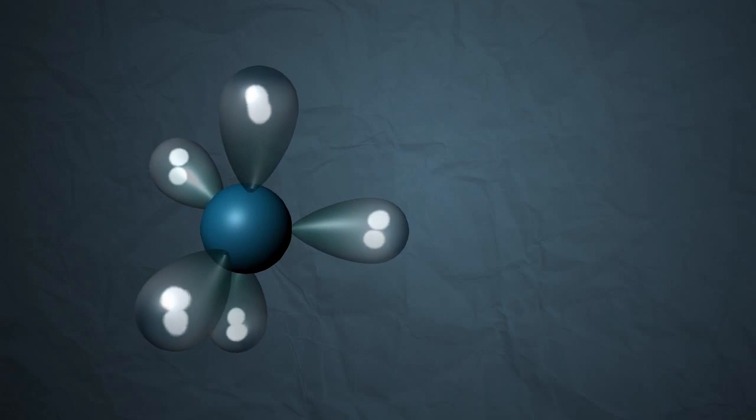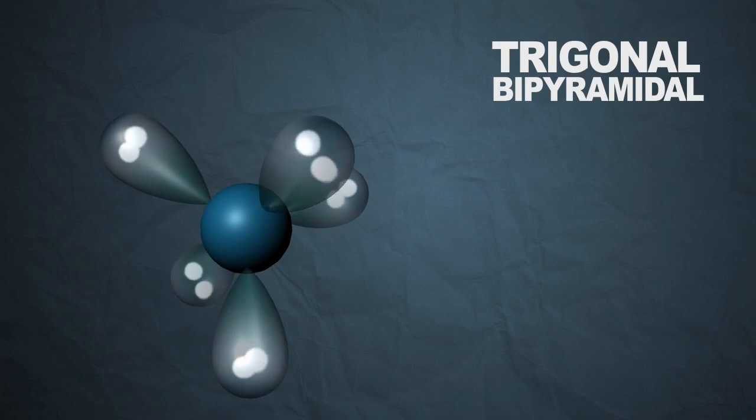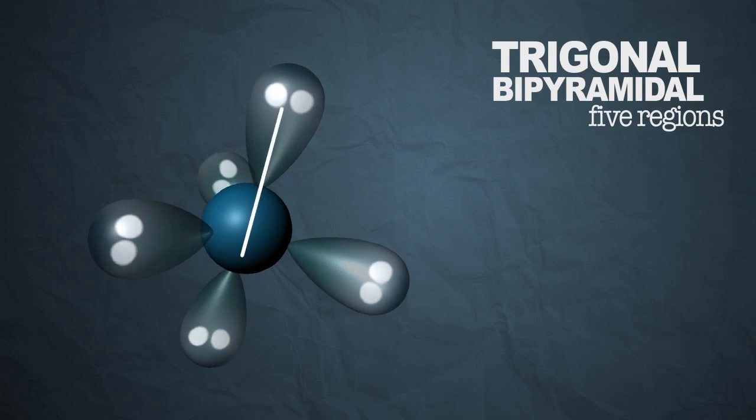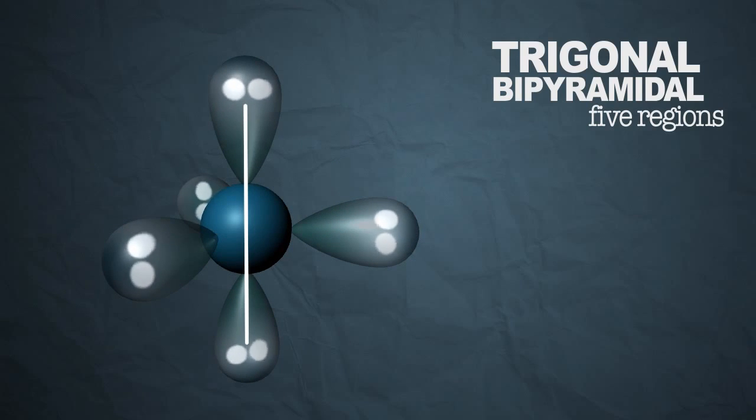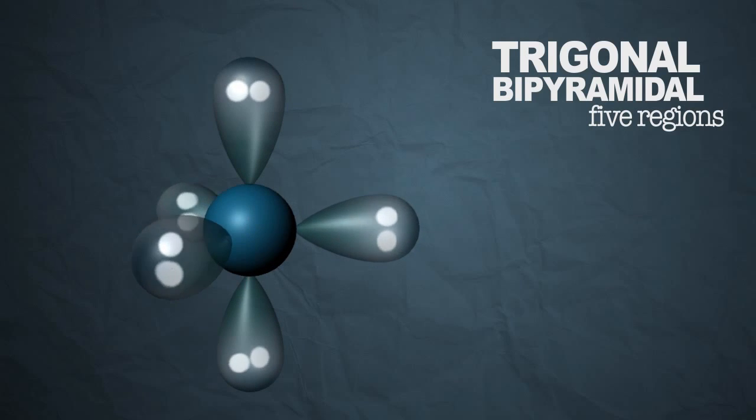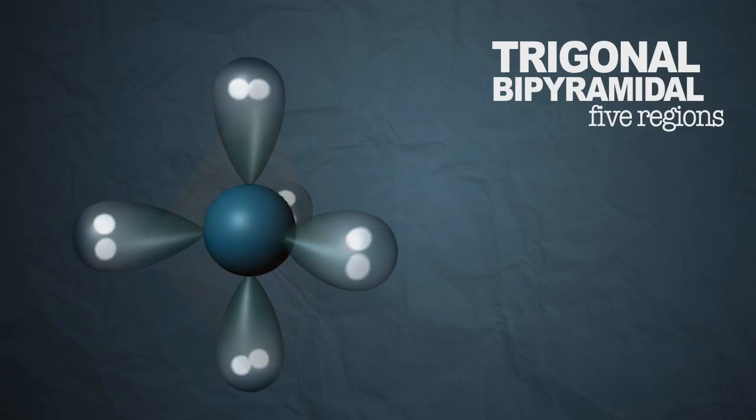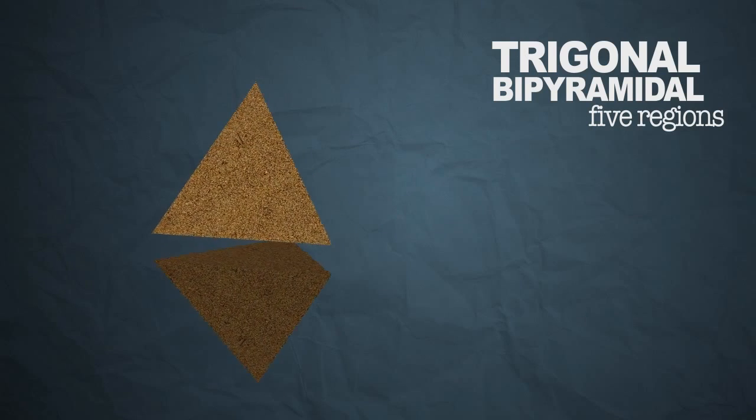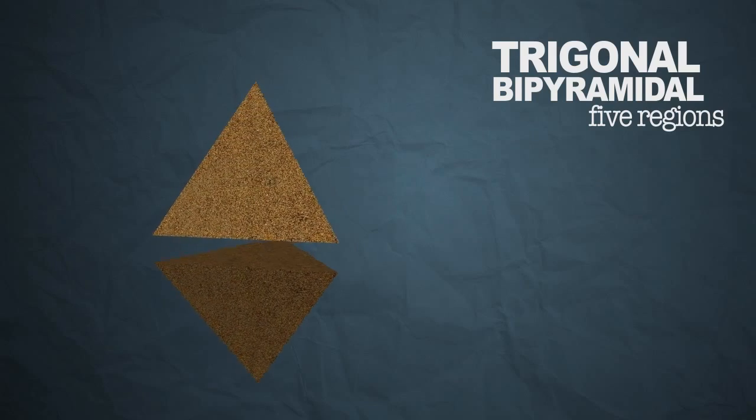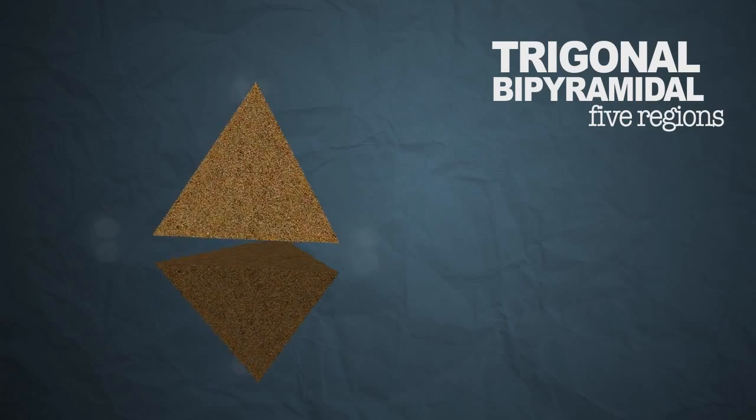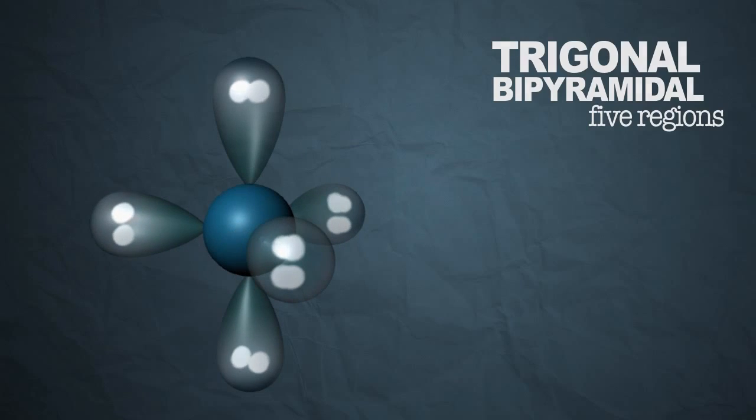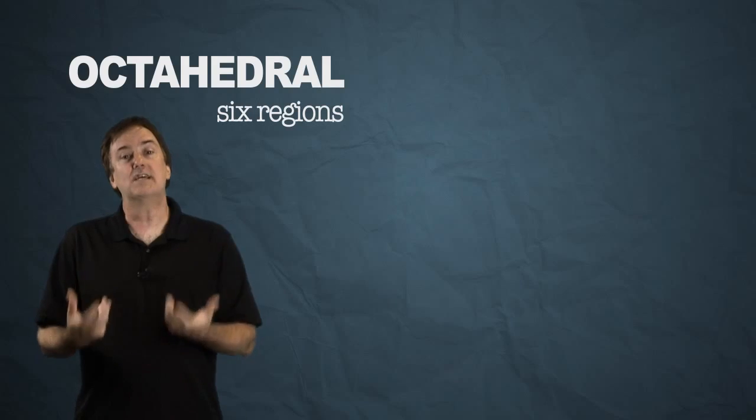The 5 regions is a little bit complicated, but it's really just a combination of 2 and 3. You're going to have 2 atoms linear, and then the other 3 are going to be trigonal planar perpendicular to that. When you look at the shape, you see what we call a trigonal bipyramid. We call it a bipyramid because you can look at the pyramid going up to the top atom and down to the bottom atom. Those are 2 little pyramids pointing in opposite directions. That's trigonal bipyramid.